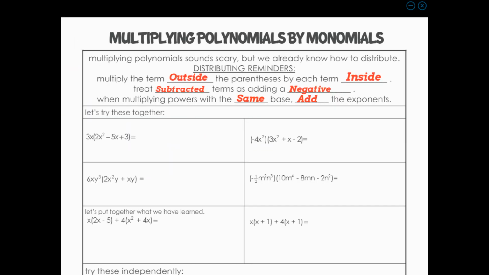We're on the next page. There's your blanks at the top. Okay, multiplying polynomials sounds scary, but we already know how to distribute. That's all we're doing. Okay. Multiply the term outside the parentheses by each term inside. Treat subtracted terms as adding a negative. When multiplying powers with the same base, add the exponents. Those are those exponent rules that we learned.